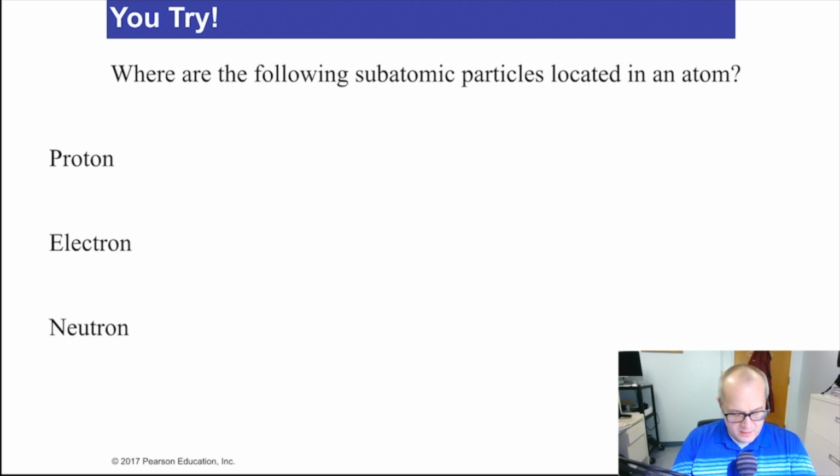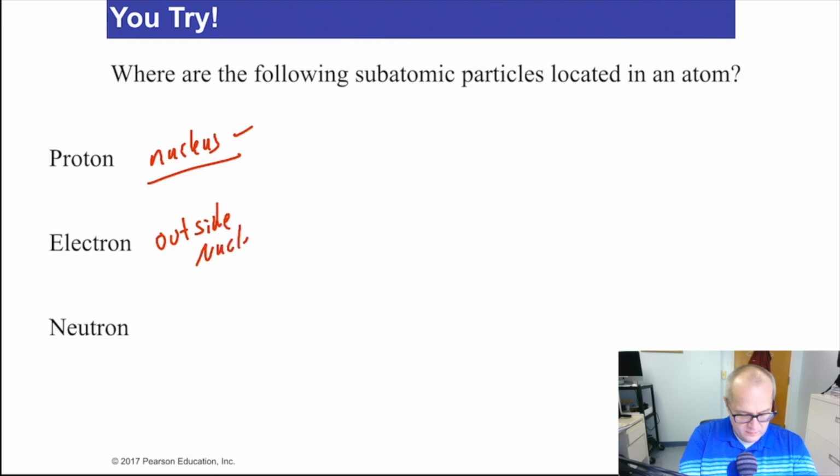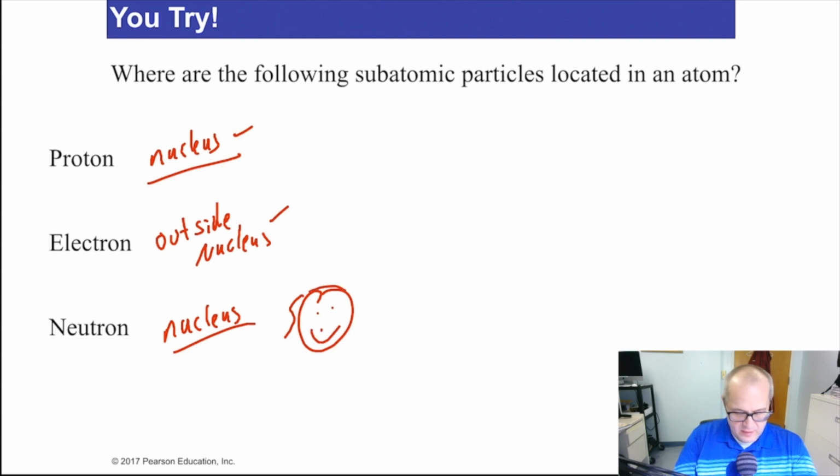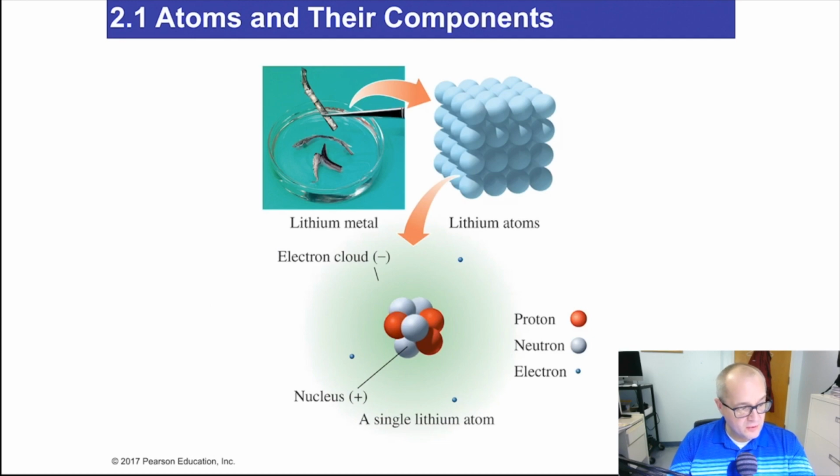All right, welcome back. So, where are the following subatomic particles located in an atom? The proton. Well, the proton is found in the nucleus. What about electrons? Outside the nucleus. And neutrons are in the nucleus. Draw a little smiley face because we got it right. A little bit of hair. Why not? There you go. So those are the answers. The protons are in the nucleus, the neutrons are in the nucleus, and the electrons are somewhere around the nucleus. They're outside the nucleus.